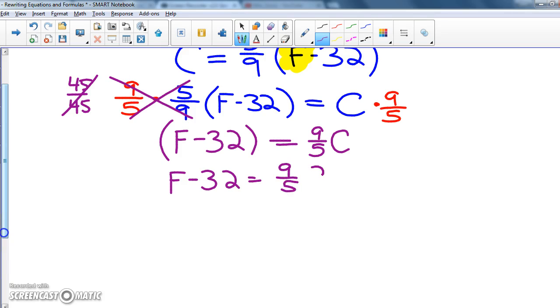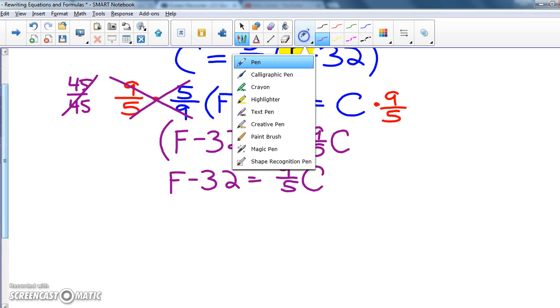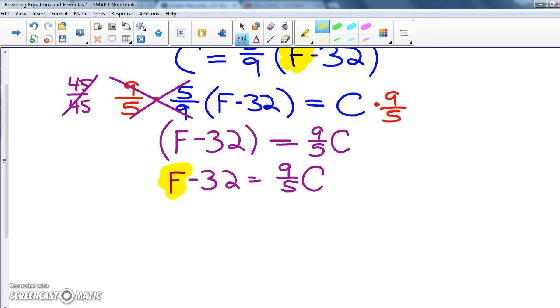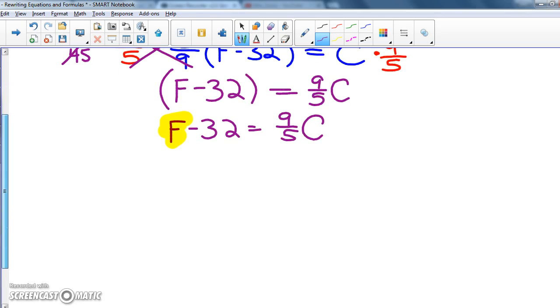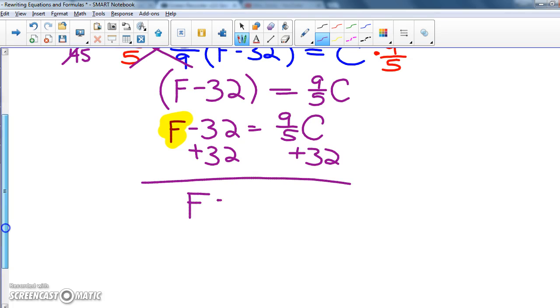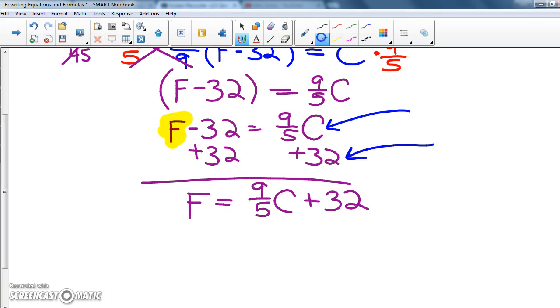Now you can see if I want to get F by itself, that's my goal this whole time, I just have to get rid of the 32. It's being subtracted, so I'm going to go ahead and add it. That gives me F on the left. On the right side, notice once again, this has a C, this does not, so I cannot put those together, and that's fine. So my answer is just F equals 9/5 C plus 32. That's how I get F all by itself for that equation.